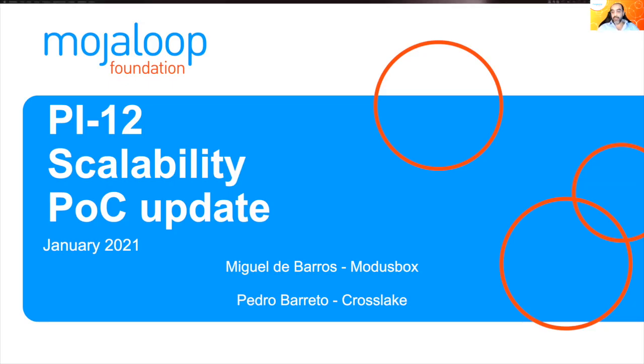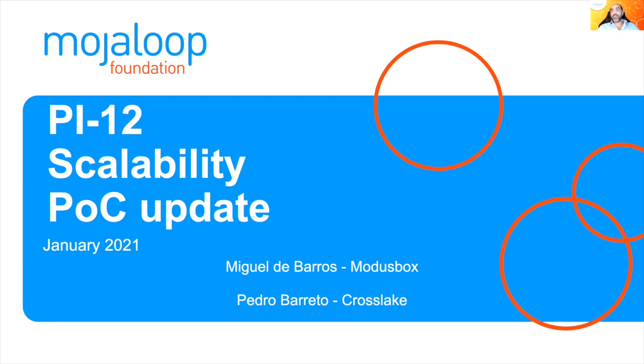Hello, everyone. My name is Pedro Barreto. I'm an architect at Crosslake, and I've been working with Mojaloop on and off for the last 2 years now, mostly focusing on the performance and the scalability aspects of the open source software. And I've been working with Miguel for the last 3 PIs on the scalability and performance POC that aims to deliver the next generation architecture for Mojaloop.